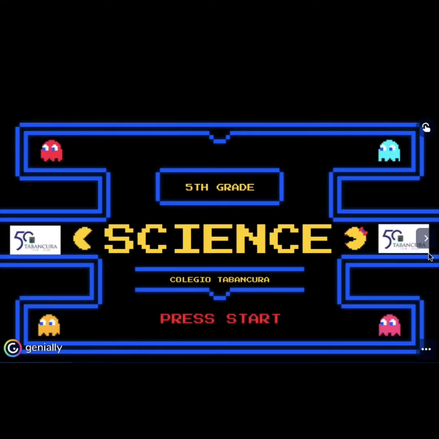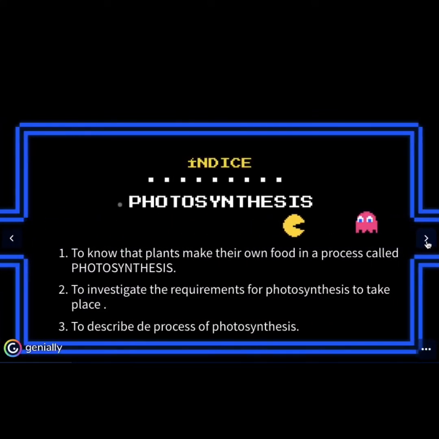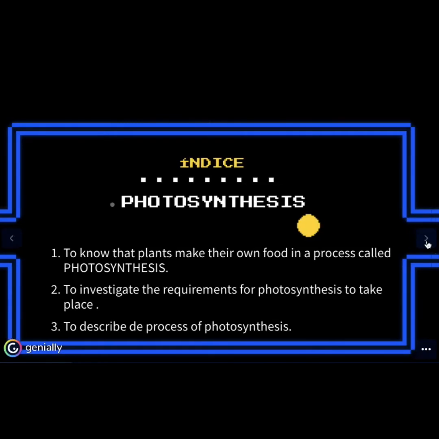Our topic is photosynthesis, and the learning objectives are: number 1, to know that plants make their own food in a process called photosynthesis. Number 2, to investigate the requirement for photosynthesis to take place. And number 3, to describe the process of photosynthesis.